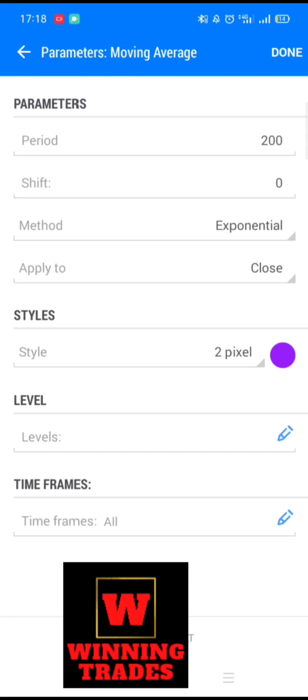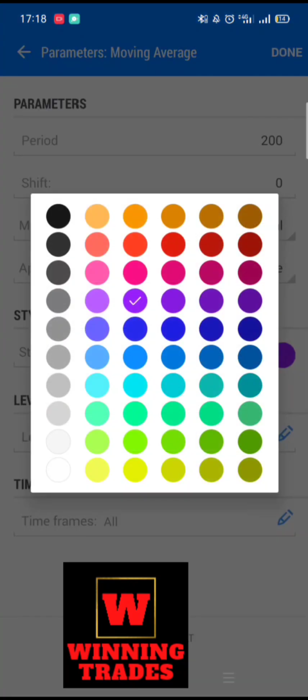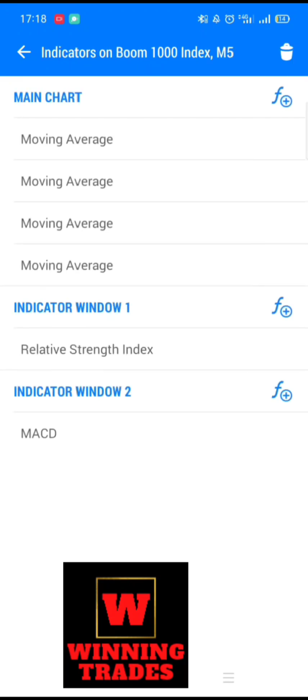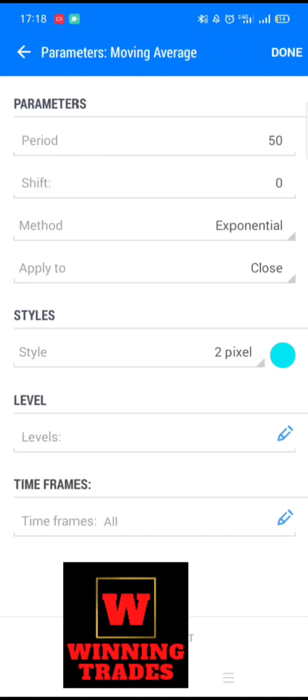If you want to use 1 pixel, 2 pixel, 3 or 4, you can pick any of that. Then for color, you can pick any color of your choice. So I picked purple here. Then there are no levels, then leave the time frames for all. Now let's get back and click on done when you're done.